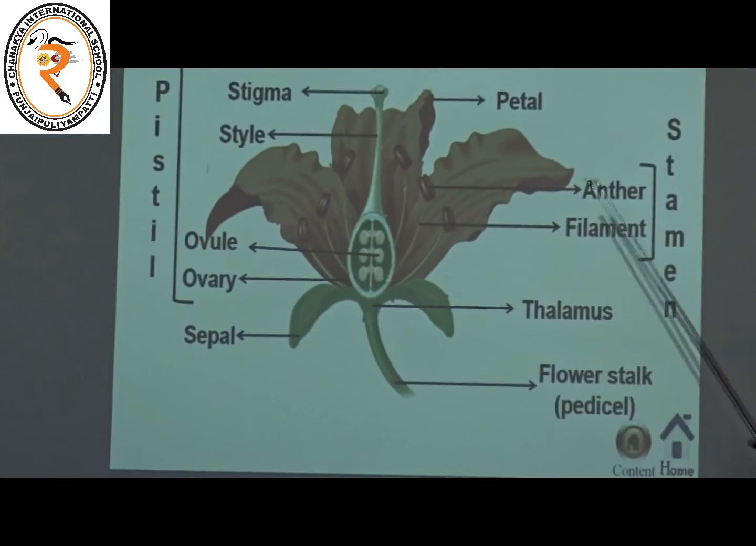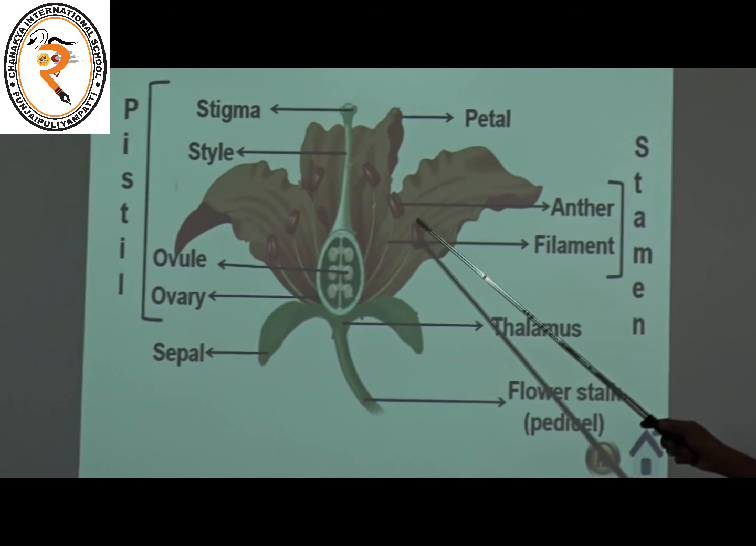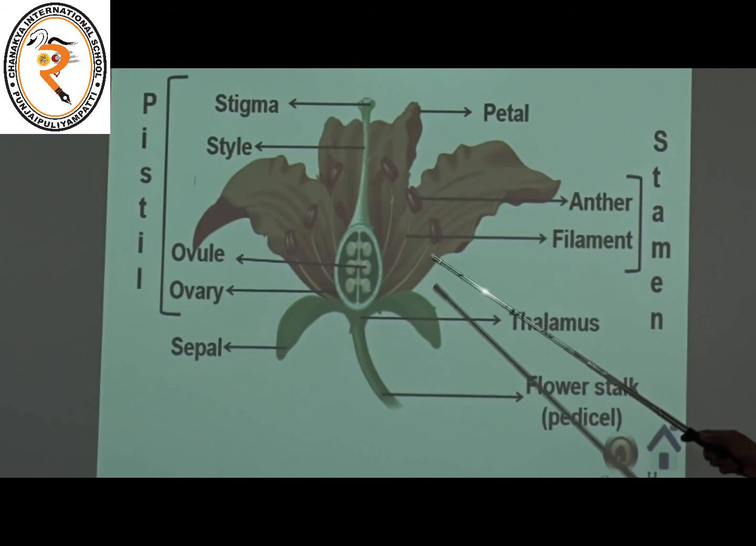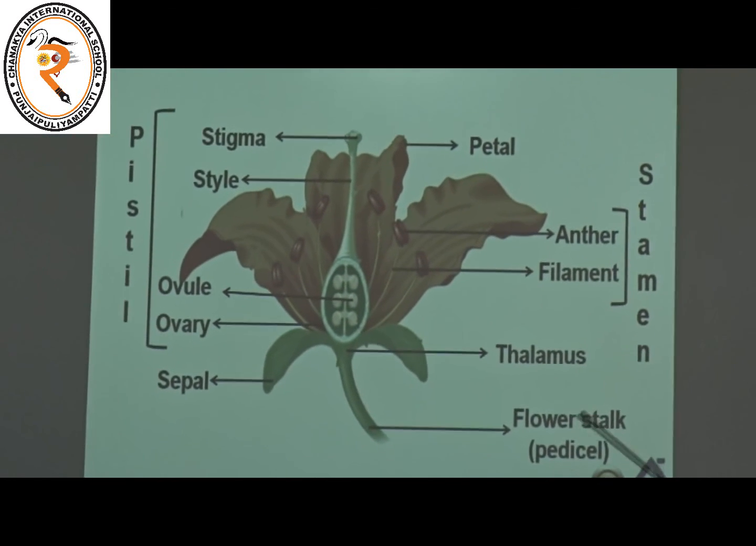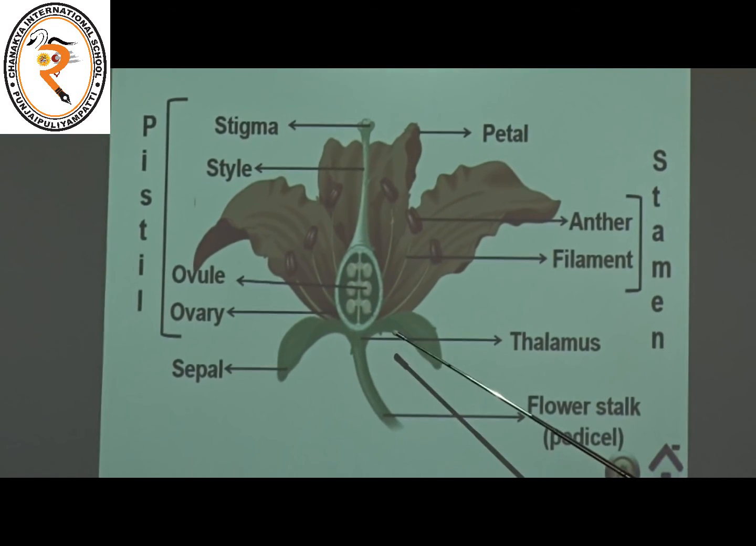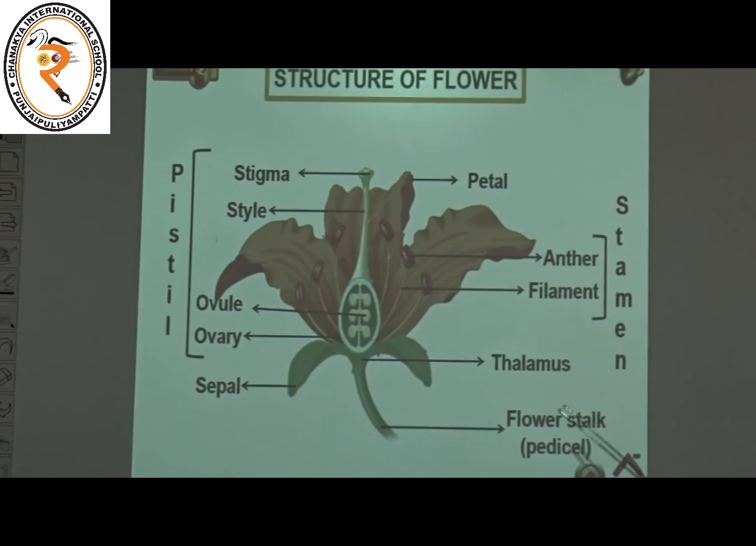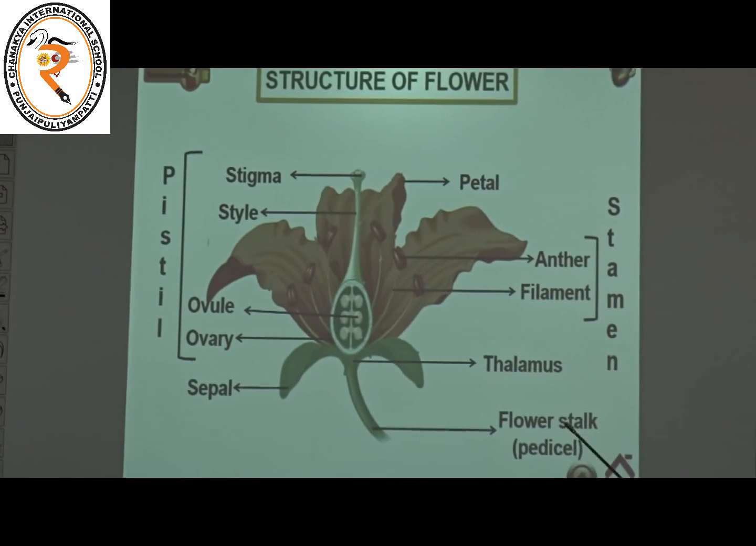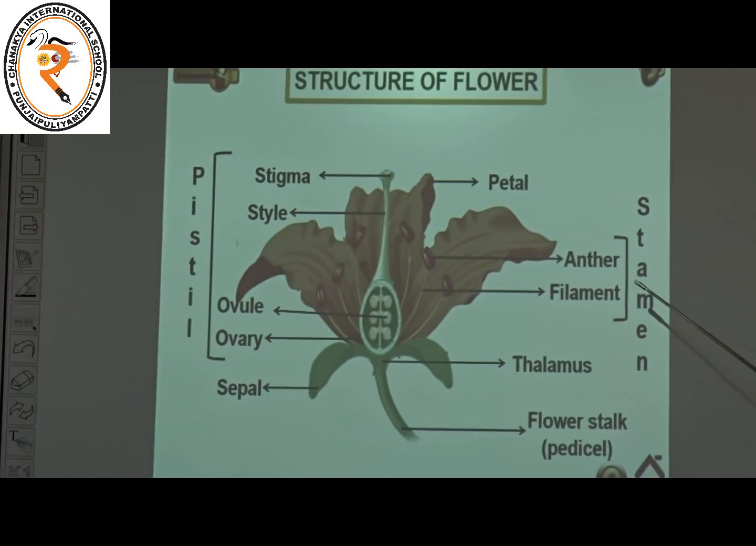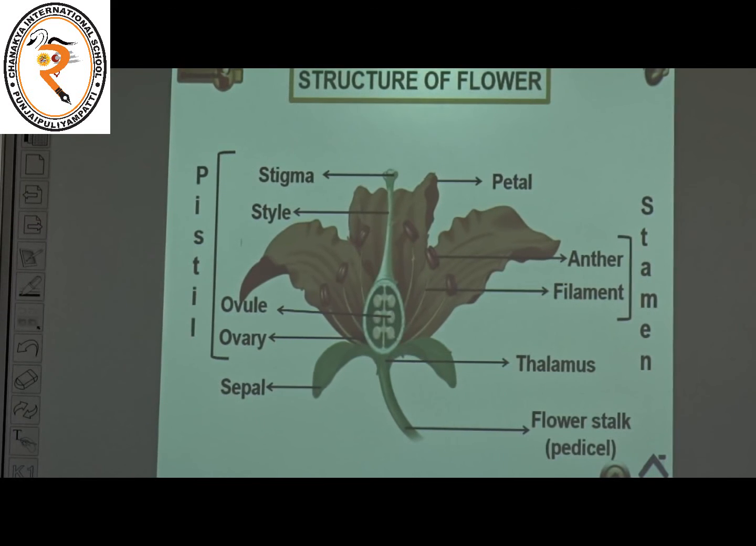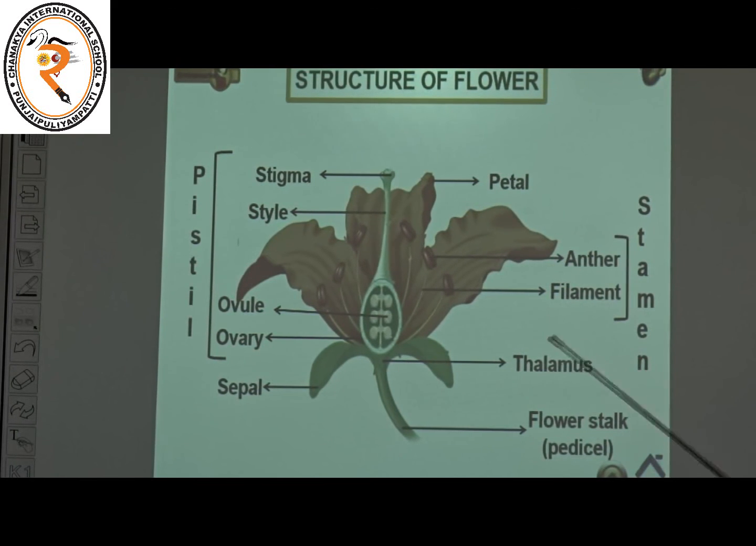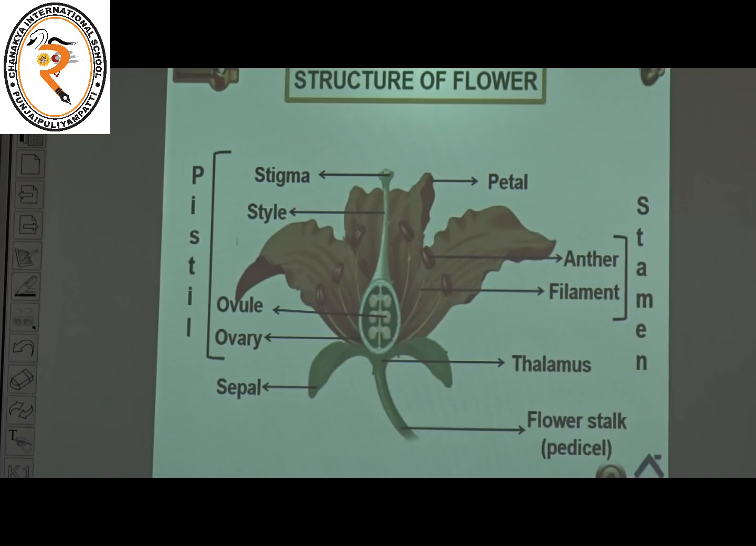So this is anther and it holds the anther, one line is there, that is called filament, and the lowest part of the flower is called thalamus and the last part is called flower stalk or pedicel. Anther, filament, together it is called stamen. Okay, so these are all the parts of the flower.